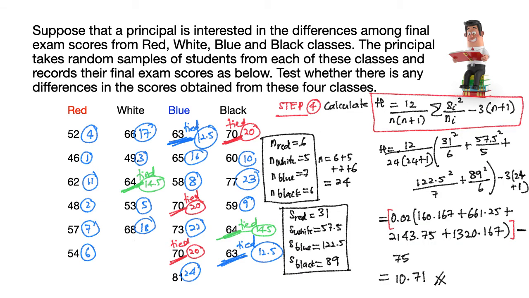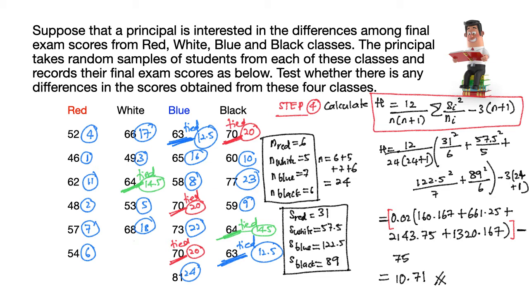In step 4, we have to calculate the H value given by the formula written here. So in order to find H, we need to find what are the NI values and also the SI values. And these values are solved in the step before. So the ones in the boxes here are the values that were obtained from step 3. So by plugging the values into the formula, we can find the H value.